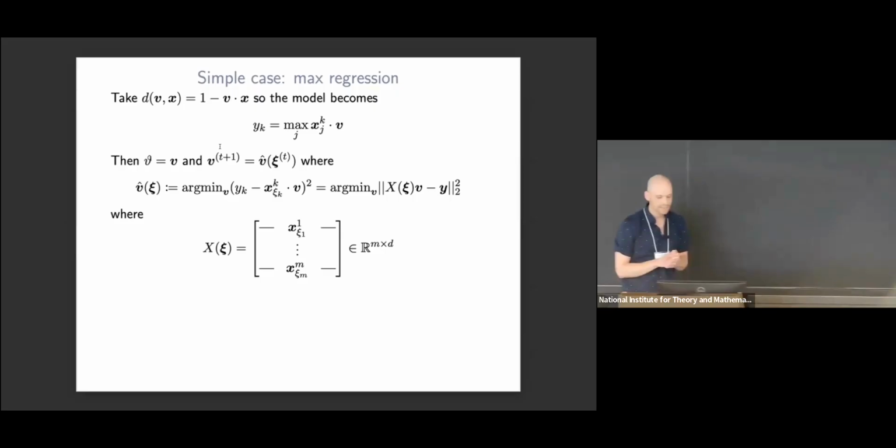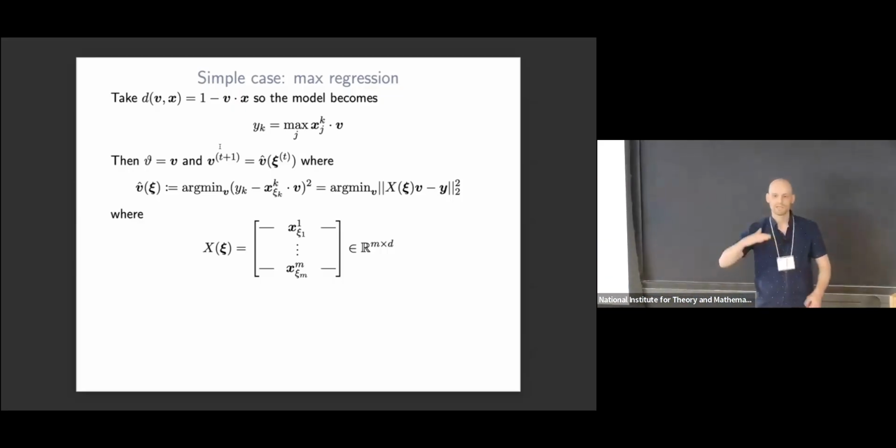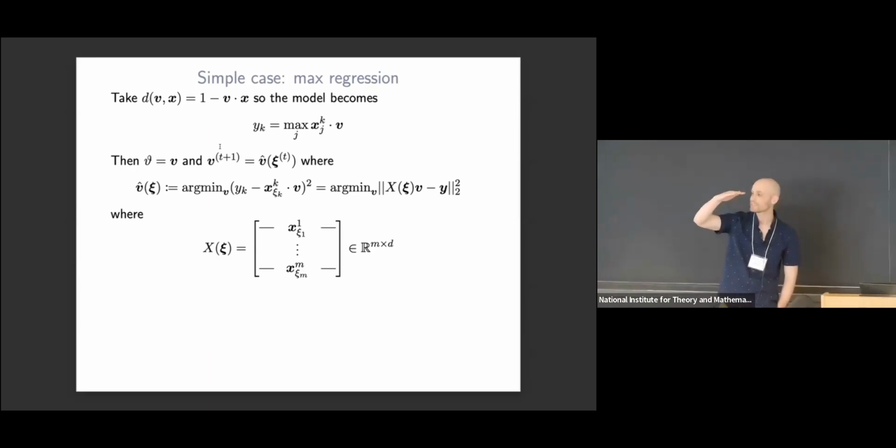In this case, the MLE that you get at each step of the EM algorithm is just obtained by a linear regression problem, like a standard least squares estimator, where the design matrix now has rows which are the instances that you have selected from your assignment. Is that okay?